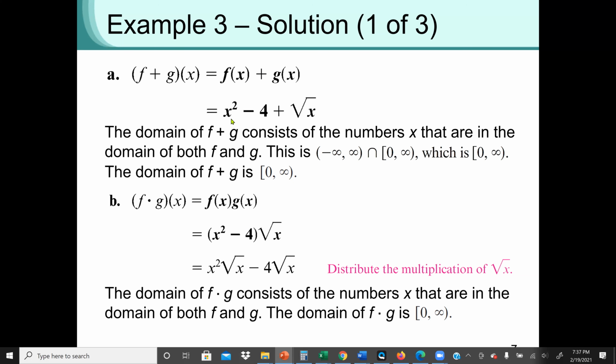So again, here we cannot combine, there's no like term. So the answer will be x squared minus 4 plus square root of x. Now let's do the product, f at x times g at x. So I'm going to multiply the two: x squared minus 4 times square root of x, which will give me x squared square root of x minus 4 square root of x. So the domain of the product of f and g consists of the numbers x that are in the domain of both f and g, and again it will be 0 to positive infinity.